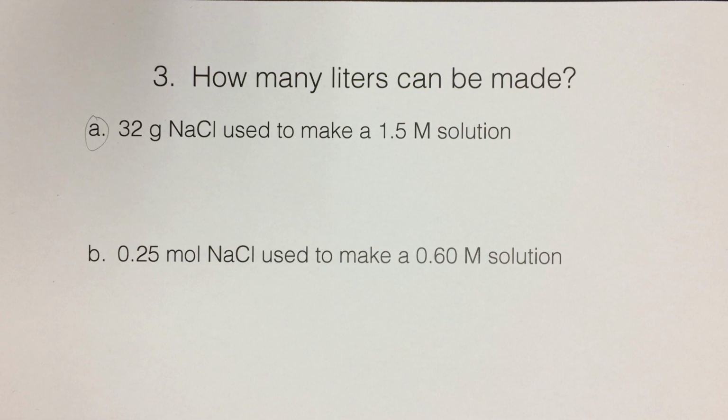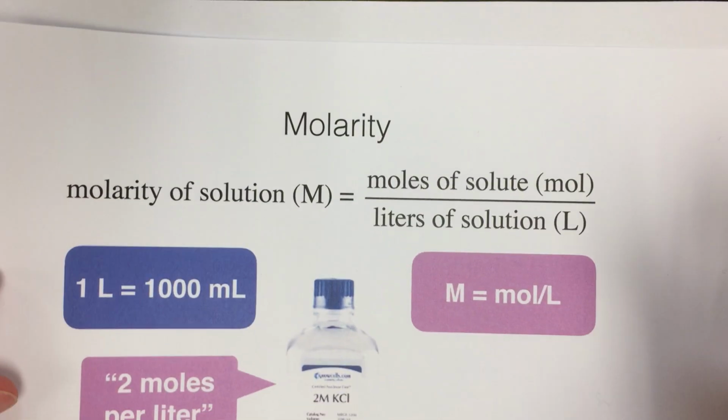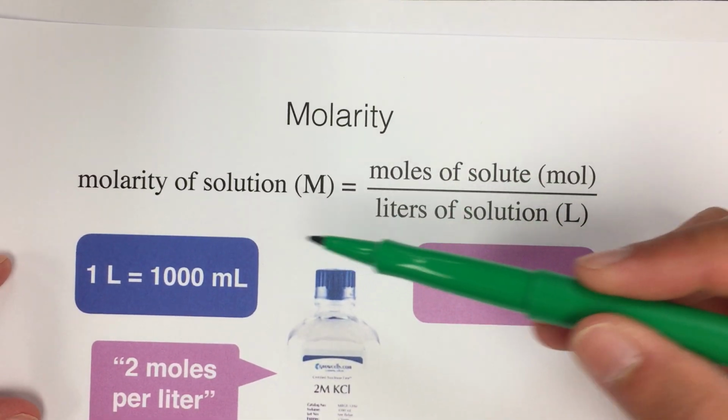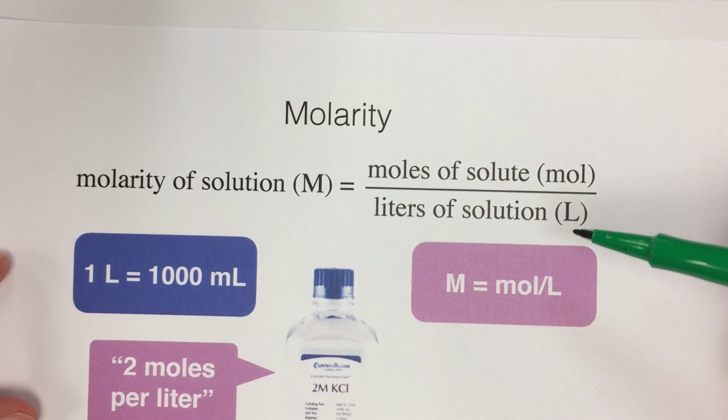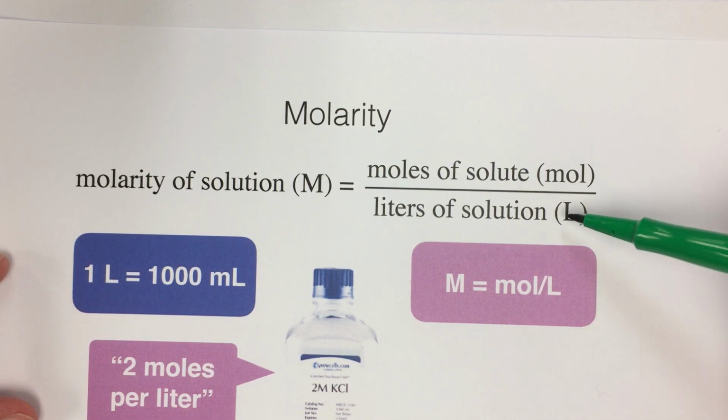We're going to do part A. So in this one, we are given 32 grams of sodium chloride, and we have to make 1.5 molar solution. And so we're trying to figure out how many liters of solution will be made with that. And so this one, again, we have to use this relationship that molarity is equal to moles over liters. But here we're wanting our answer to be in liters.